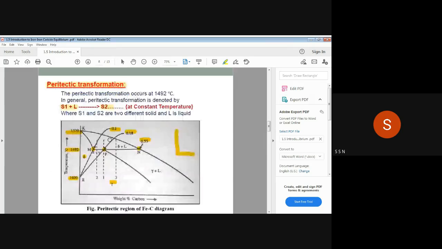In the diagram also you can observe for delta, for M point the percentage of carbon is 0.1.